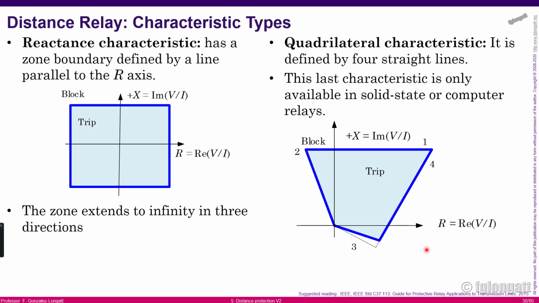Here is the rectangle characteristic that basically comes from the use of a line that is parallel to the R axis. That is the classical reactance relay. On the right-hand side, you will see one that is quite interesting. That is the quadrilateral characteristic. It's basically four lines that we connect to each other and they define the operating zone.